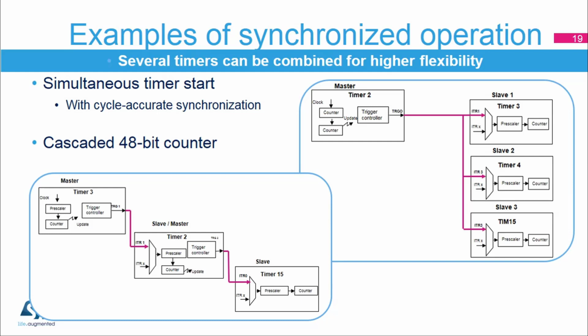Here, the update event generated on counter rollover is used as the input clock for the following slave timer, so that timer 3's counter holds the least significant 16 bits, timer 2's counter holds the medium bits, bits 16 to 31, and timer 15 holds the upper bits from bit 32 to bit 47.